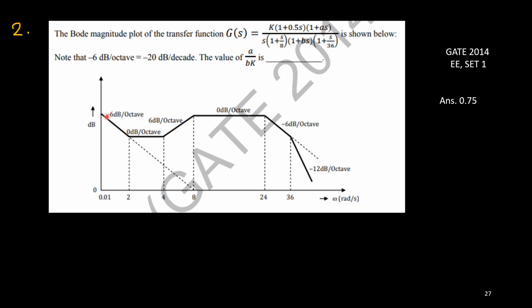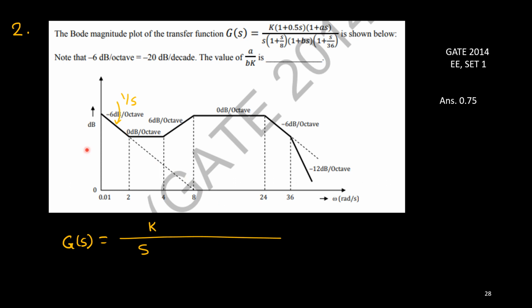So look at this figure now. There is one initial slope. The initial slope is a decreasing slope, minus 6 dB per octave. That implies that there is one pole at the origin. That is shown here. One pole at the origin means in the denominator you will have one s, some K upon s. I have already got it. So this 1 upon s we are getting from these things. G(s) equals K upon s. We'll get the full G(s).